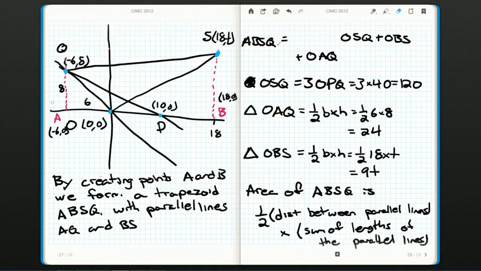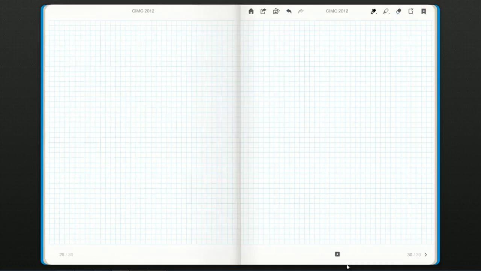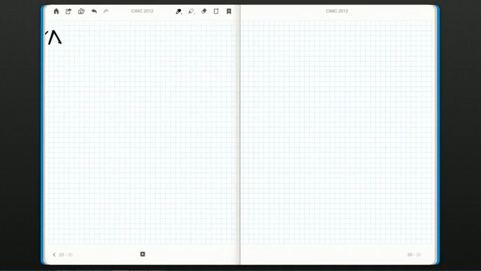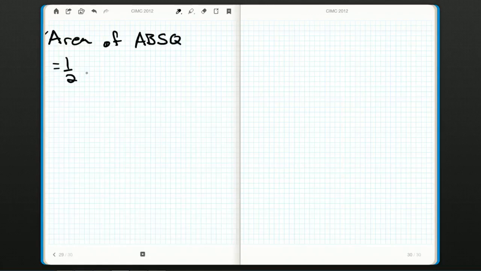So to perform this calculation, all we're going to need to do is plug these values into our formula, which we'll do on a separate piece of paper. All right. So the area ABSQ is going to be 1/2 of 18 minus negative 6. We already calculated this out when we thought it was going to be a rectangle. Eight plus T.